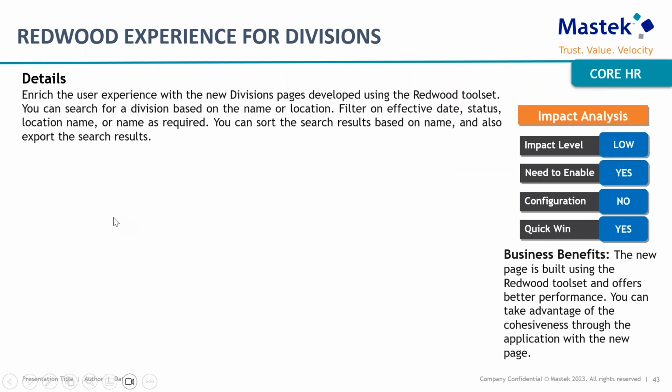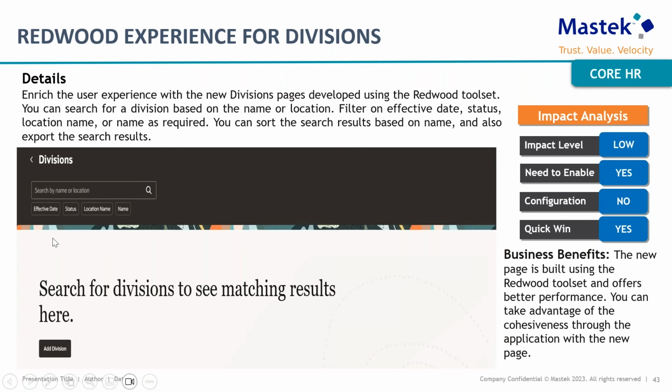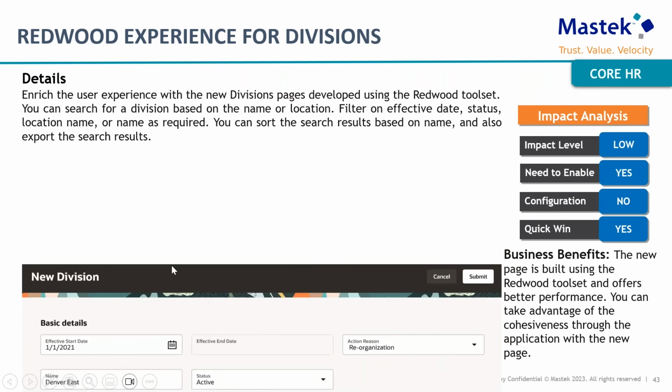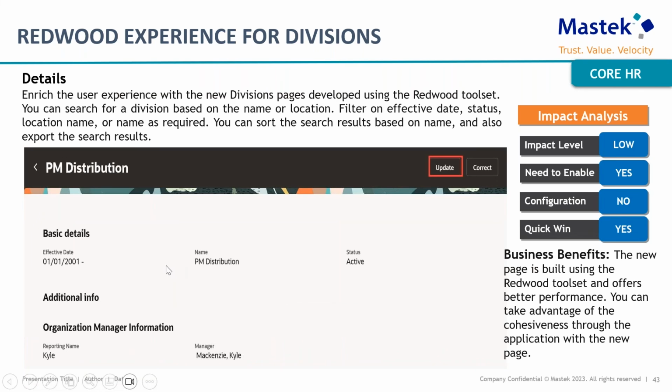We have also got the Redwood experience for divisions. So we can now search for the divisions based on different filters, effective date, status, location, or name, as per our requirement. And we can also create a new division by clicking on Add. We provide the basic details and submit it.